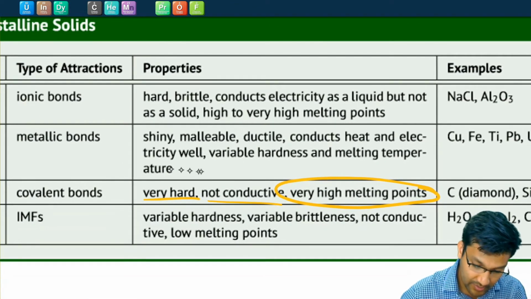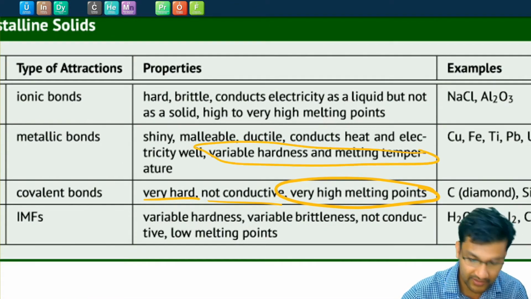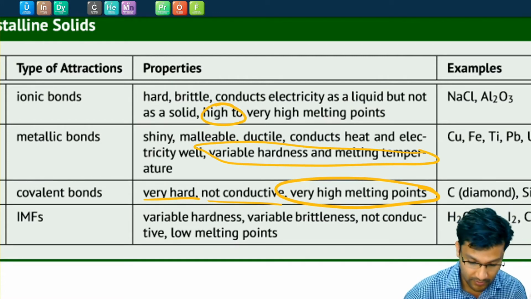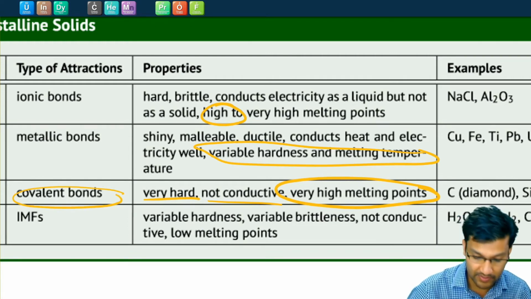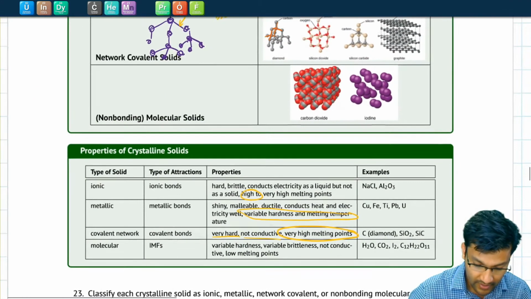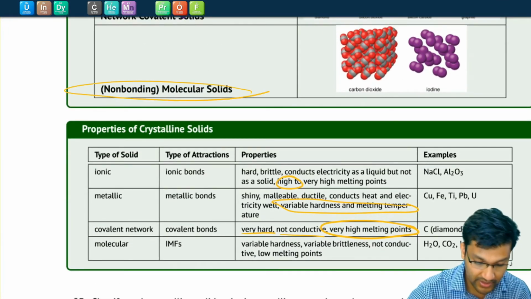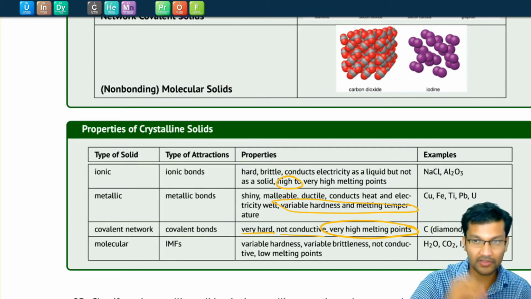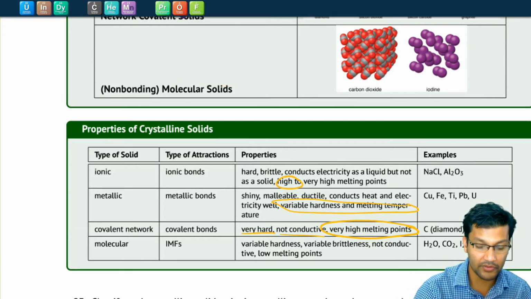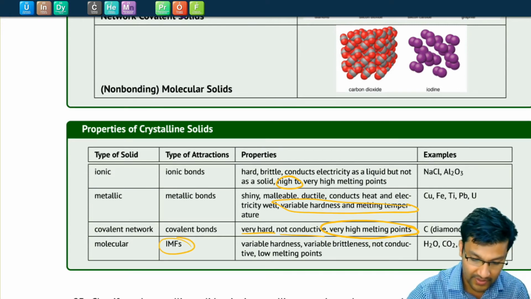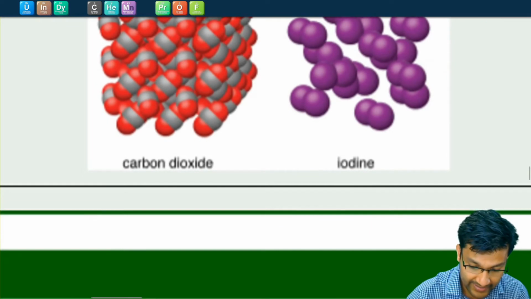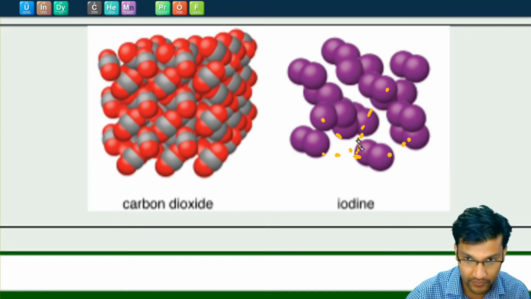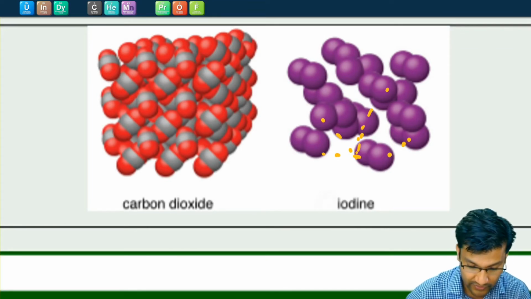Metallic bonds have variable melting points because there are some metals with low melting points, some with high. Ionic bonds are strong, so they will have high melting points as well. But covalent bonds will typically have the highest melting points of the set that we're looking at. And then finally, we're going to look at non-bonding molecular solids. These are solids made up of individual molecules, and those individual molecules are held together using intermolecular forces, right? IMFs. And so an example here, we have iodine, right? These iodine molecules are all attracted to each other through intermolecular forces. In this case, it's all London dispersion forces.